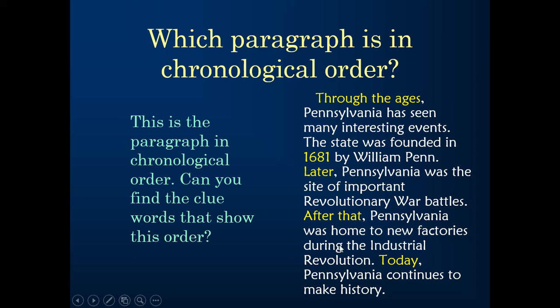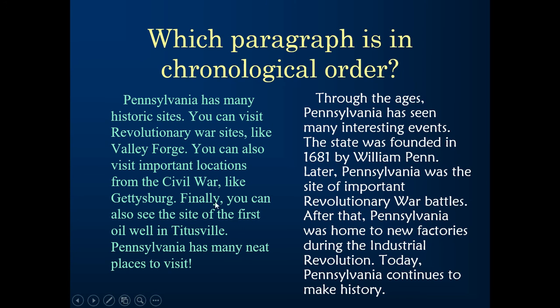If you said text 2 in white was chronological order, these were our clues. Through the ages, a year, later, after that, today. The green text only had 1 transition word. So that was a pretty good clue that this was not telling us throughout time in chronological order.